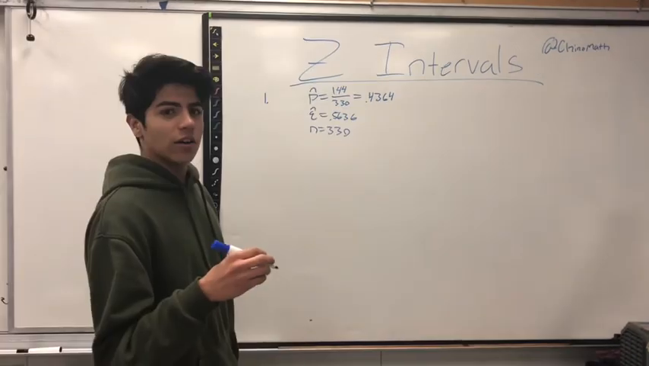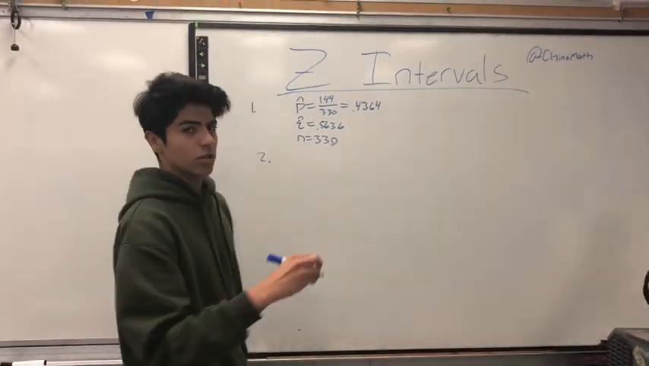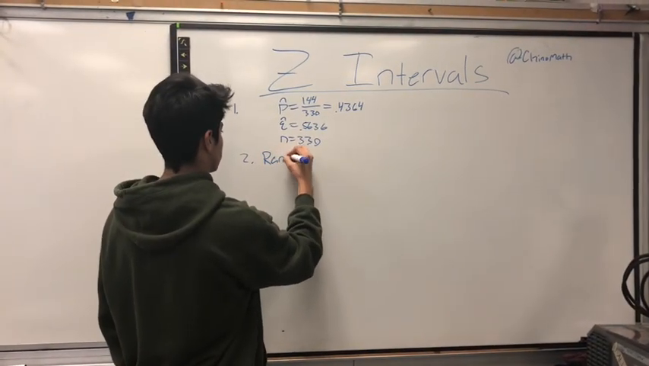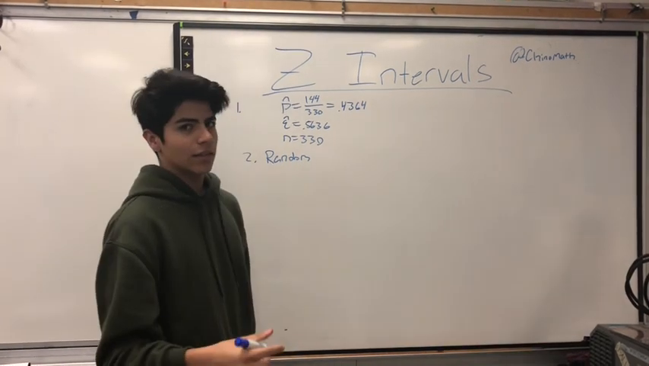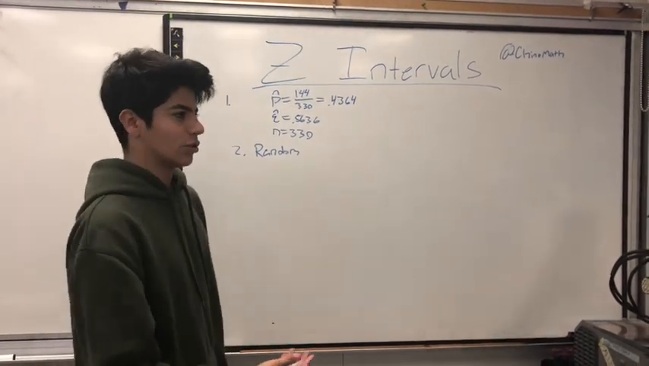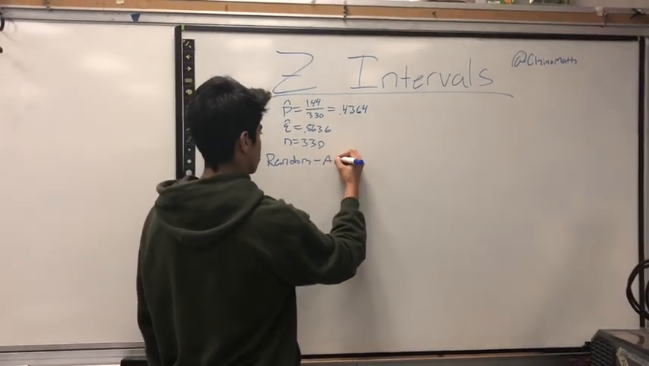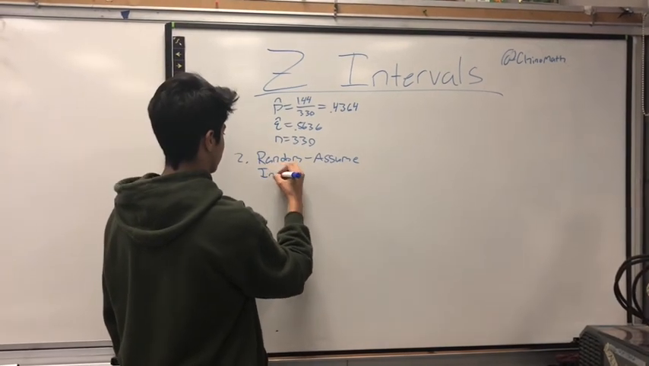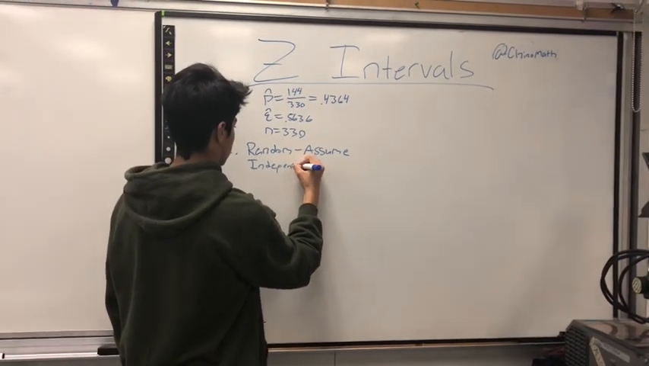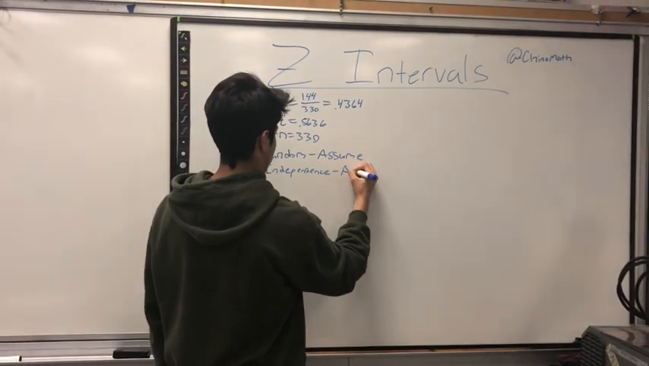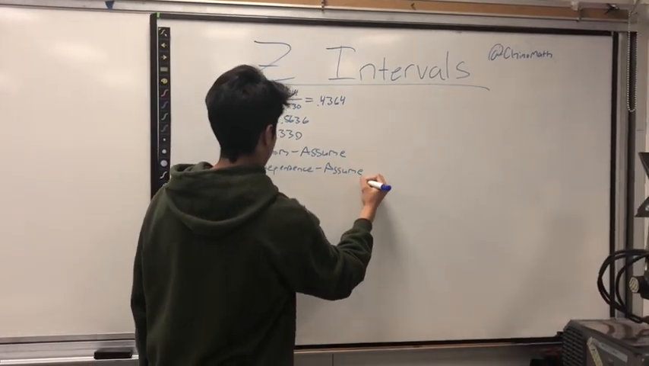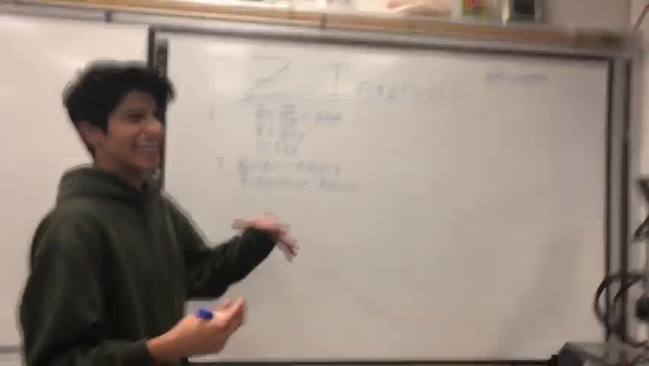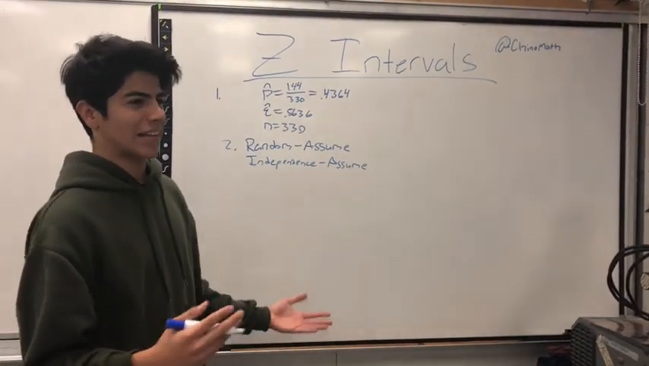Our second step here is going to be our assumptions and conditions. For the z-interval, first we need a random assumption, which means that this is a random sample, and we can usually just assume randomness. And then we have independence. Once again, this is typically just assumed, but it's often said in the problem that they took a random sample and they're random independent samples.